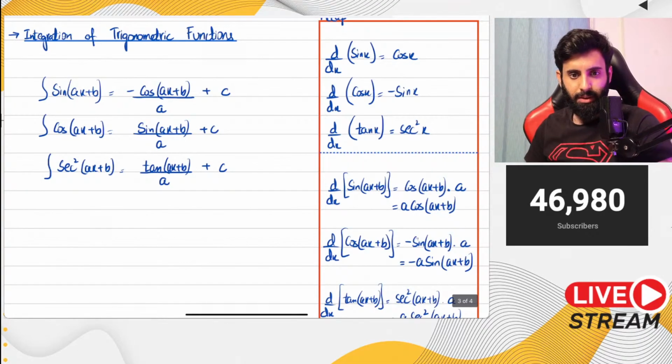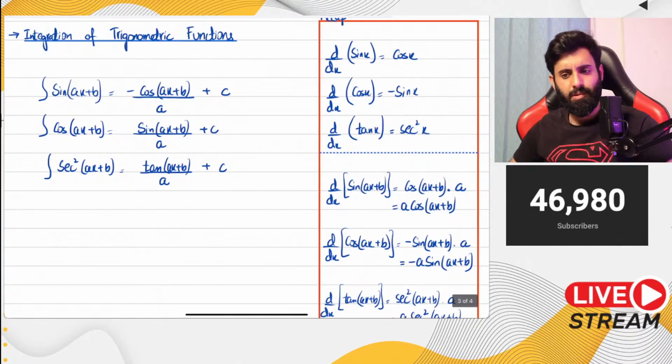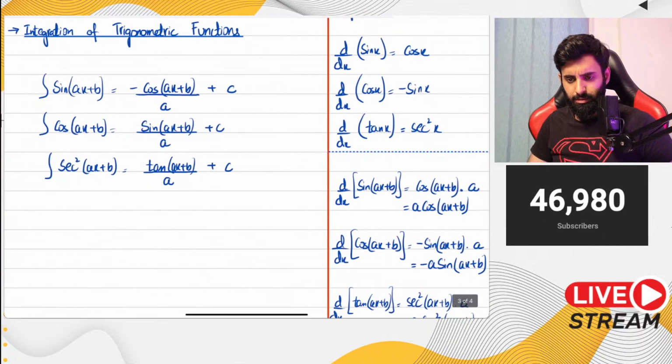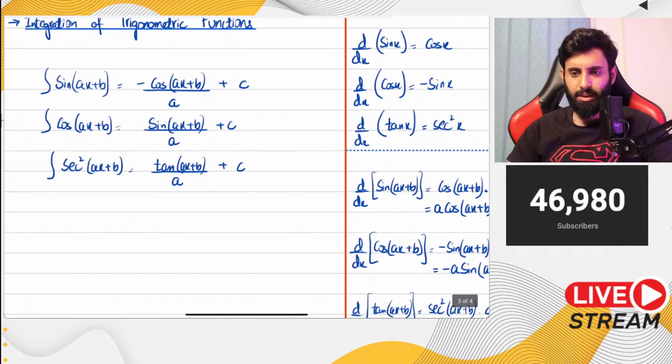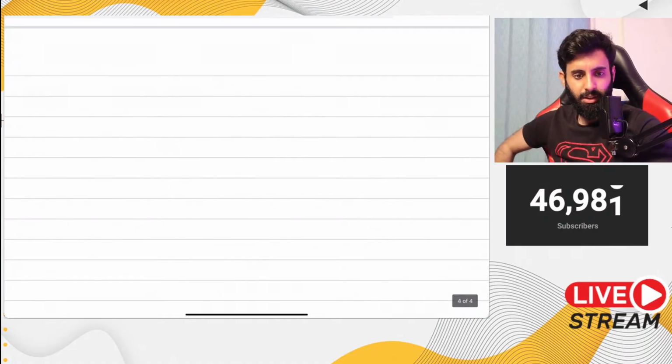How to integrate when power is minus 1? You don't need to know how to integrate when the power is minus 1. If you're talking about reciprocal functions, that's not in our syllabus. And if you're talking about integration that leads to ln, that's something else which we'll cover later on.